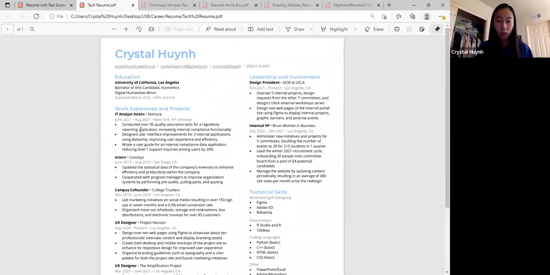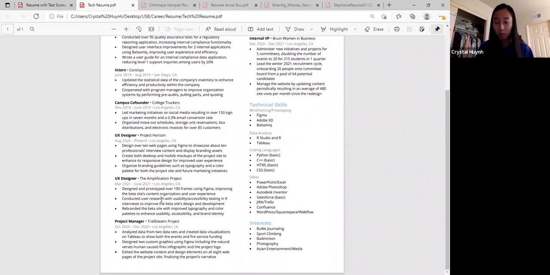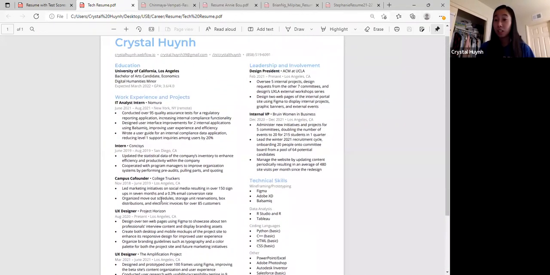But again, you see with each role, everything's formatted the same, so it's a bit cleaner. Of course, for my resume, there's a lot of things that I could improve on, but this is a template in case you want to use it.